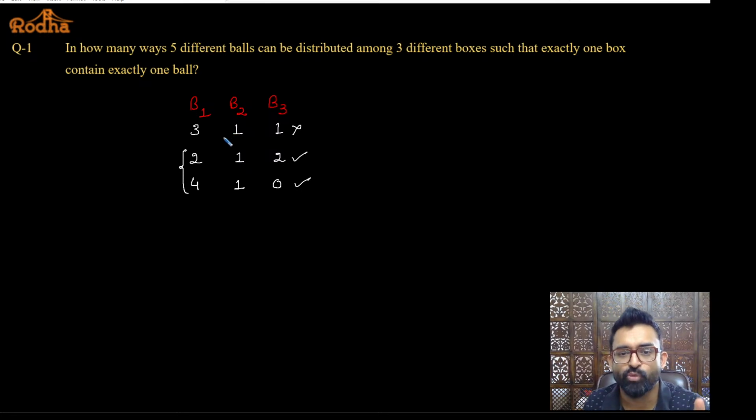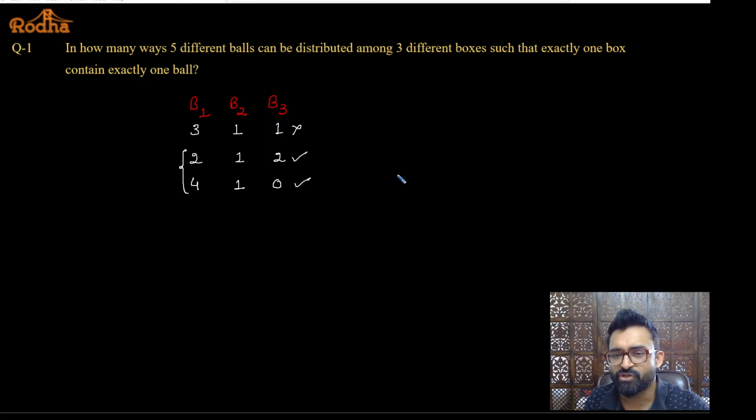There should not be 2 boxes which are having one ball. Fine. A box can be empty. It doesn't matter whether the box is empty or filled. That only means that there should be a box which is having exactly one ball. It doesn't matter whether it is 1, 2, 2 or 2, 1, 1 or 2, 2, 1 or 1, 2, 2. We'll arrange them later on. Fine. This is the possibility.